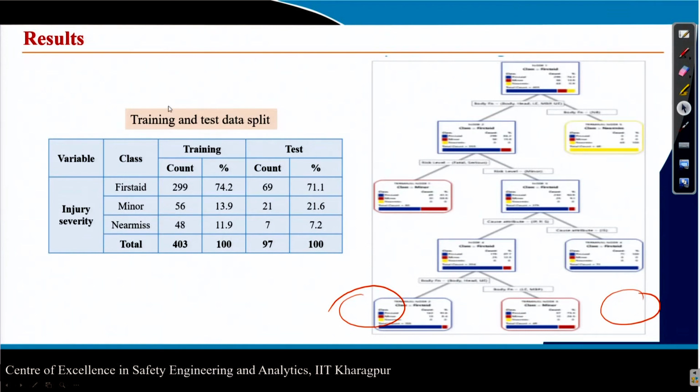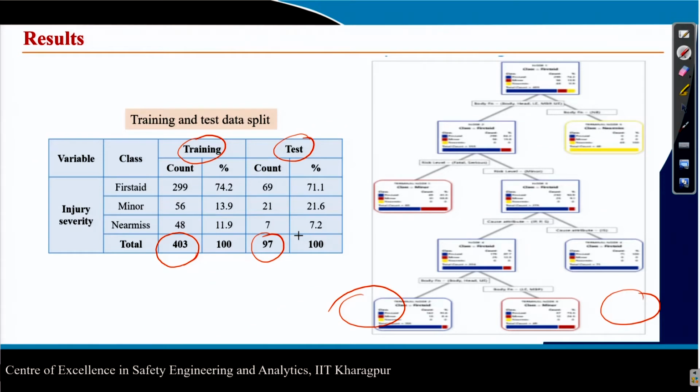So we created two data sets. One is the training data set, another one is the test data set. We consider 403 for training and 97 for test. That means almost one fourth is considered for test and three fourths for training. The training set is used to develop the model, and the test set is used to verify whether the model is good or bad.